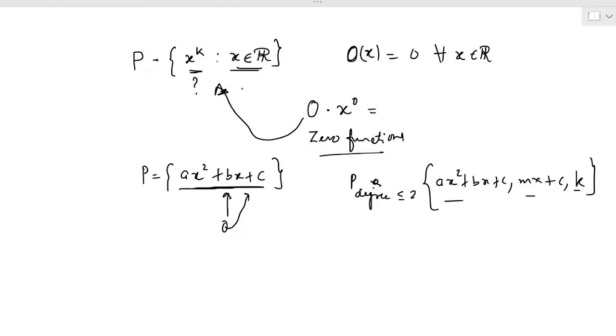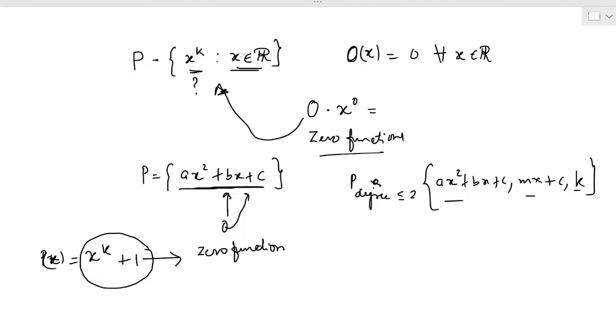See, understand, what if a constant is added to it? Even if you add a constant here, I'm just saying, for any vector space, you must have a zero function, right? Or you should have an additive identity, and this additive identity must be contained in this set.